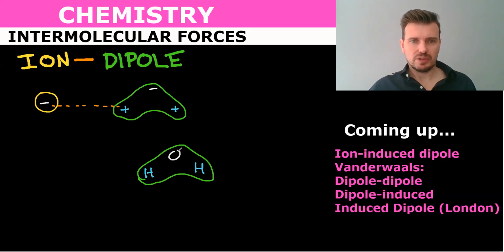Now we know that the oxygen has a negative pole, and if you don't know about this, check out my previous video. I'm going to put a link on the screen now to where I talk about oxygen and hydrogen and why the hydrogen would be positive in the water molecule. Okay, so this is a dipole molecule.